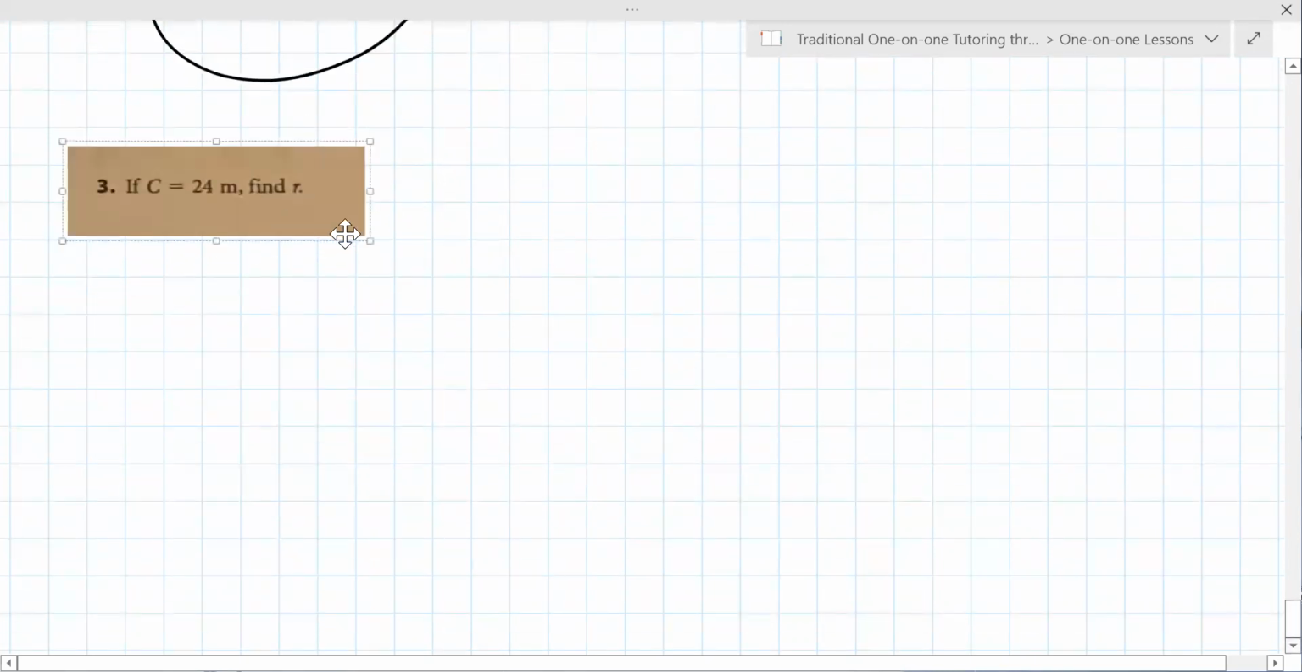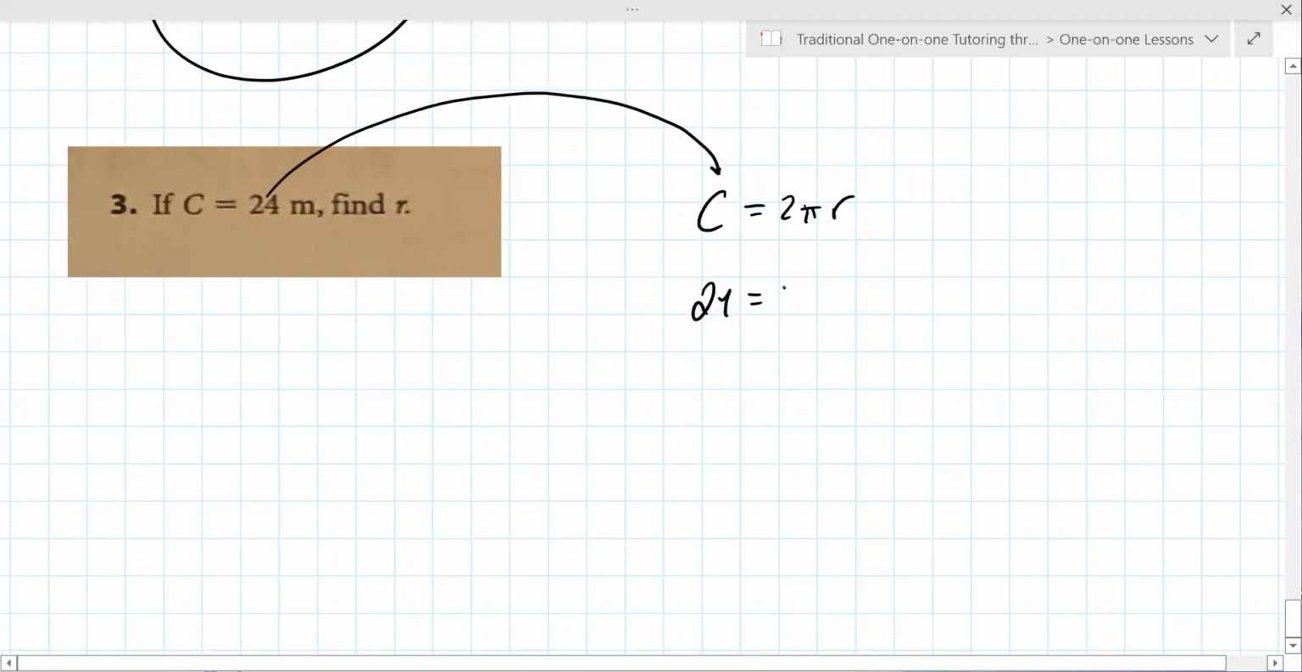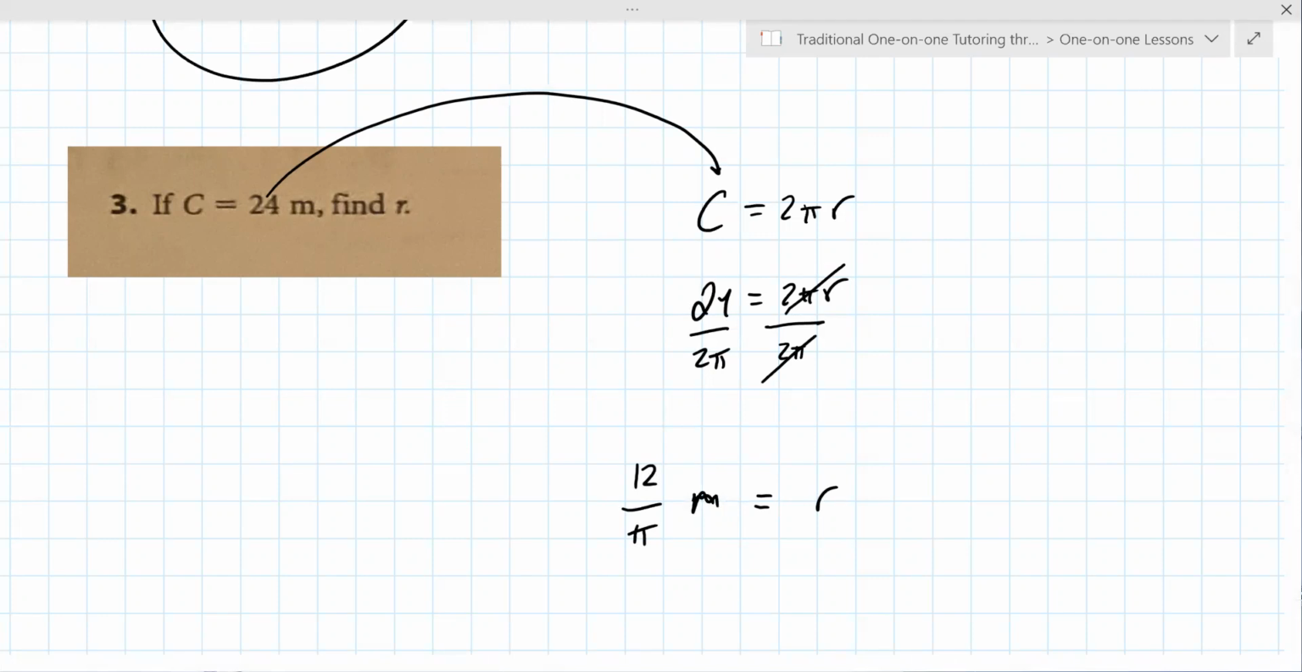If C equals 24 meters, find R. Circumference is 2 pi R, and they're giving you the value of C. They're saying C is 24. 24 equals 2 pi R. To solve for R, you divide by 2 pi on both sides. And then that would be 12 over pi. But it's got units, so it's really 12 over pi meters. And if you were told to, this is the exact.